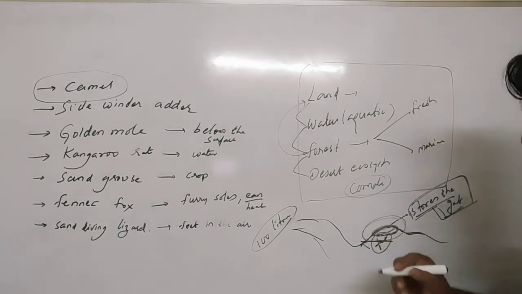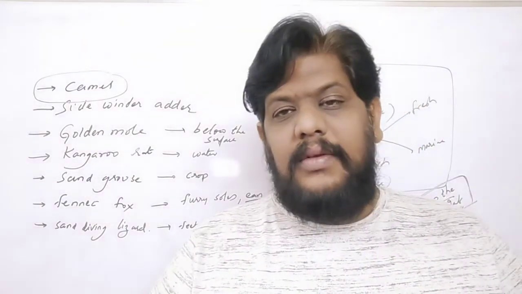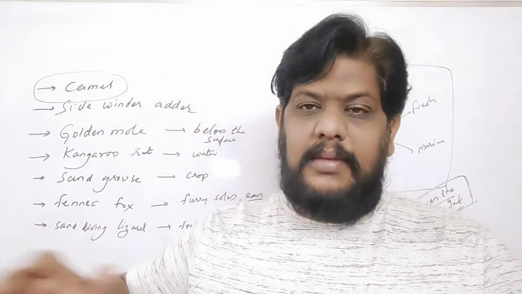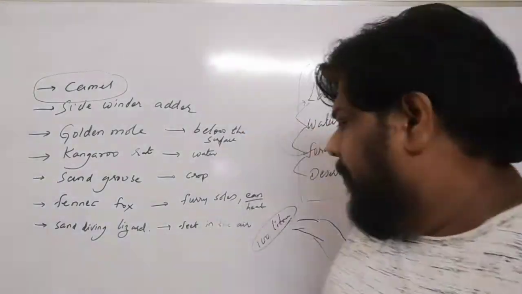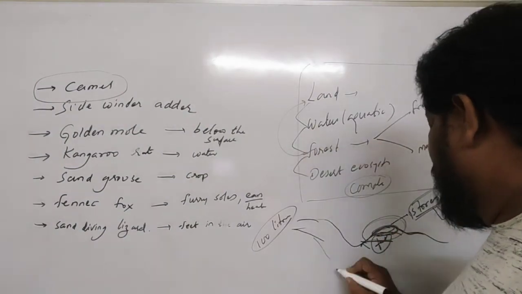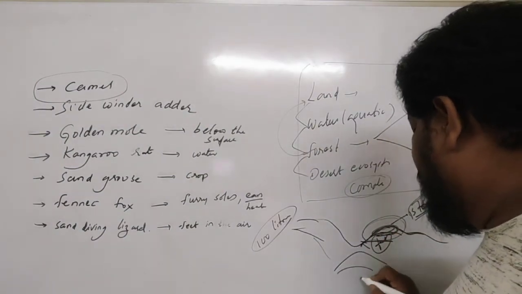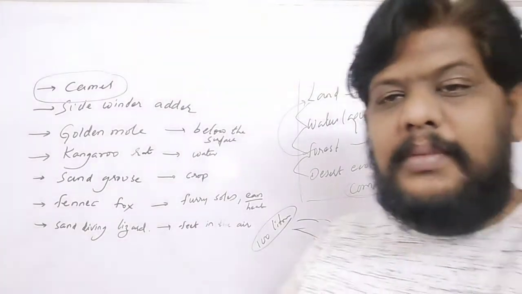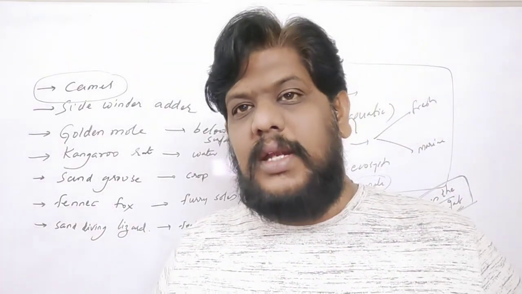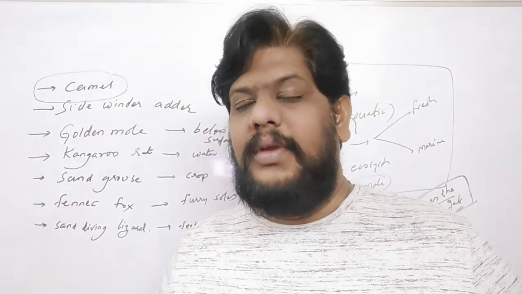So now, if the animal is hungry for a long time, if it doesn't eat food for a long time, you can see that this hump will keep on shrinking like this. It will come to a small size. So that is how the camels keep on moving in the deserts.